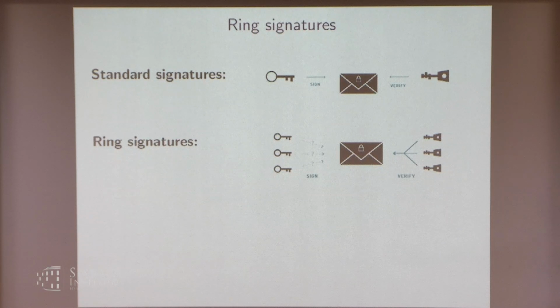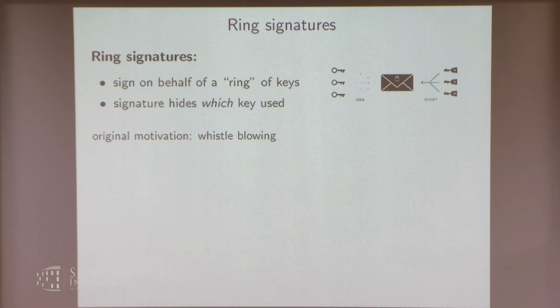The initial motivation for this was whistleblowing. So if you work for a government agency and you want to disclose some information, you don't want people to know who you are, but you also want to convince, say, the journalist that you are actually an employee there. What you could do is collect a lot of keys of employees. You make a ring signature so people can be convinced that one of the employees signed.